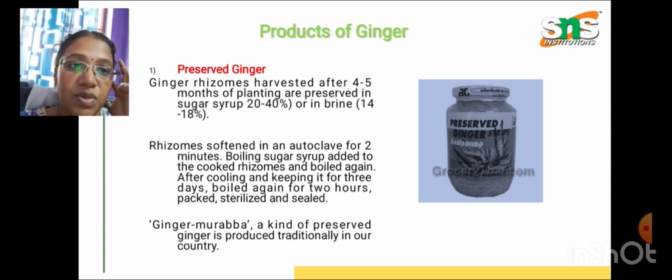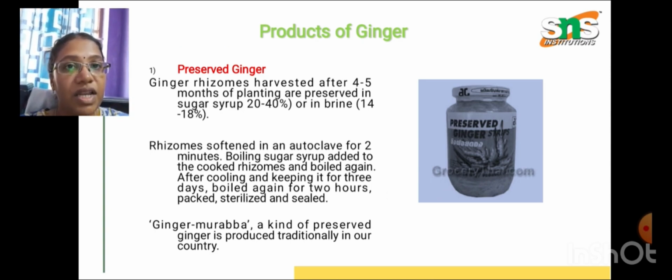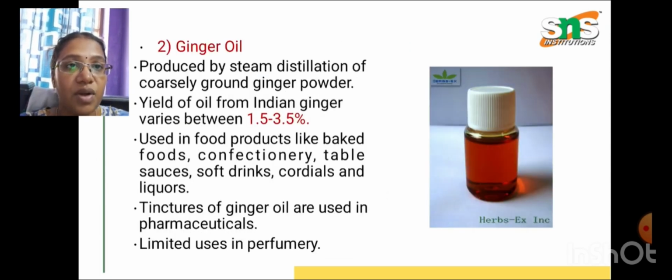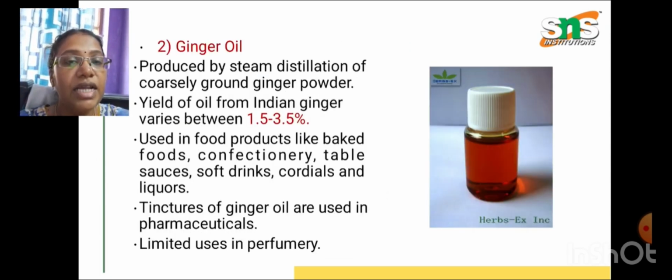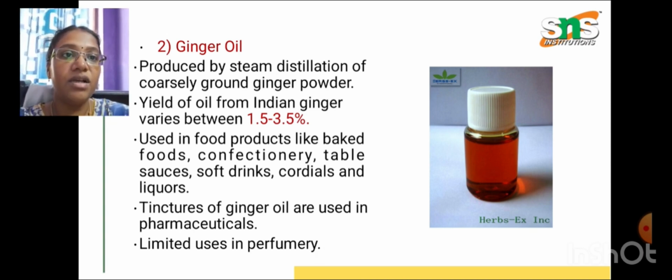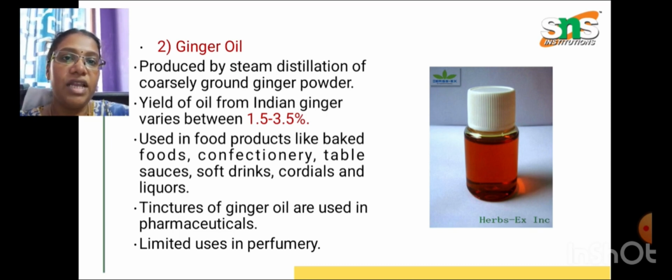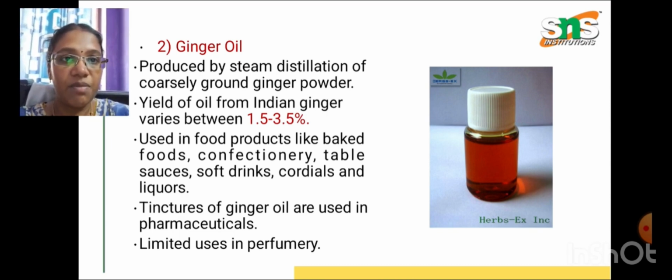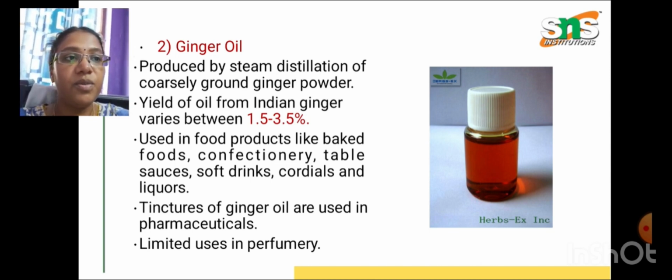And ginger muraba is one kind of preserved ginger product that is traditionally consumed in various countries. And ginger oil is one of the products from ginger. It is extracted by the steam distillation of coarsely ground ginger powder. The yield of this oil in Indian varieties is nearly 1.5 to 3%, and it is mainly used in food products like baked foods, confectionery, table sauces, soft drinks, cordials, and liquors. Tinctures of ginger oil are used even in pharmaceutical industries and have limited uses even in the perfumery industry.